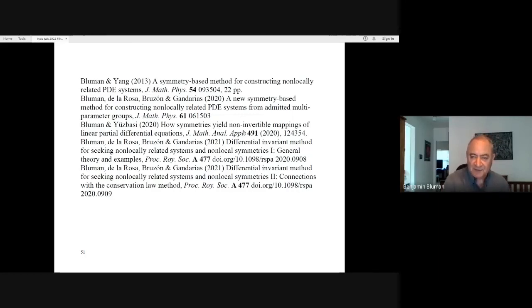And interesting comparisons. There's also an interesting discussion of when the equations are linear and are variational, as discussed in these two papers. Then the differential invariant-based method for obtaining non-local related systems and non-local theories. This is a much more updated way of looking at this, and much more comprehensive, with general theory and examples. And in the second paper in the same issue, the connections with the conservation law method.